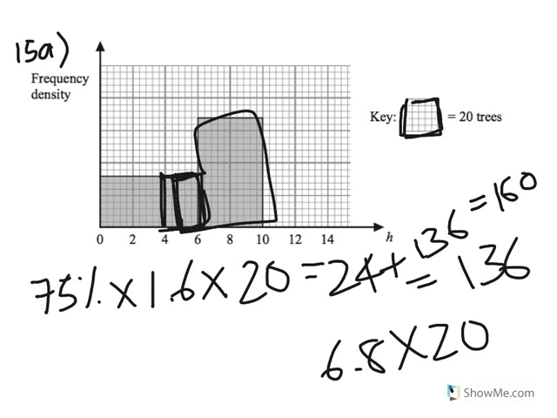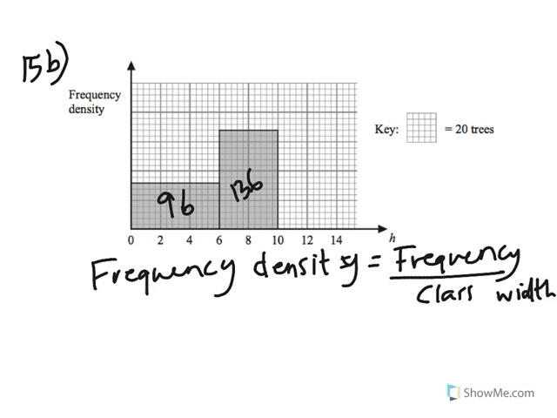whole area here. Alright, so for 15b, you're being told that there's 75 trees with heights in the interval of 10 to 13, and use this information to complete the histogram. So first of all, we need to know what frequency density is, because we're plotting frequency density against height. So frequency density is actually frequency divided by class width.